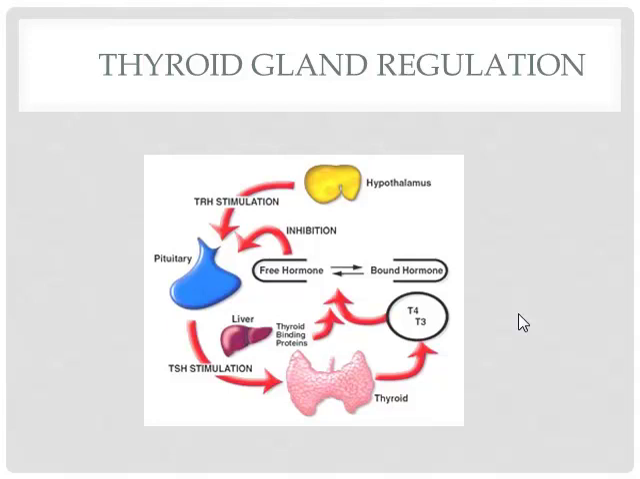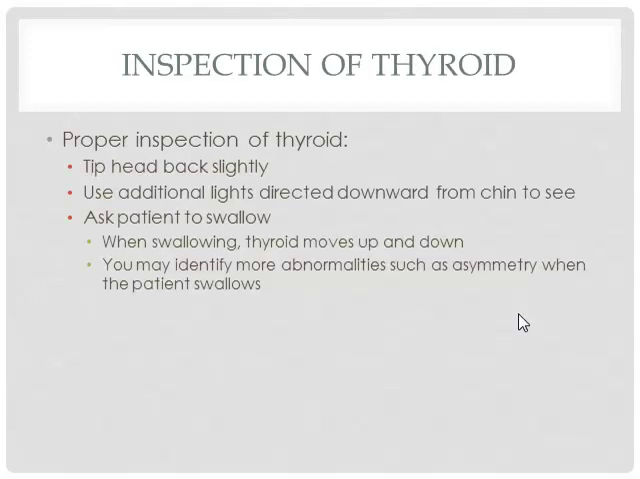Okay. So inspection of the thyroid: to inspect the thyroid, you tip your head back slightly, and you make sure the room is well lit. You ask the patient to swallow. When they swallow, the thyroid will move up and down. You may identify more abnormalities such as asymmetry when the patient swallows. So it's better to actually have them swallow.